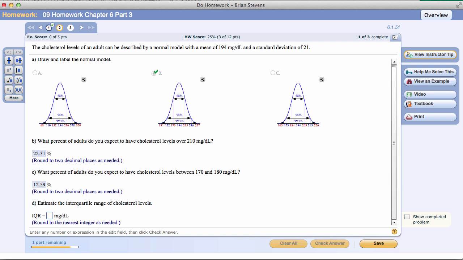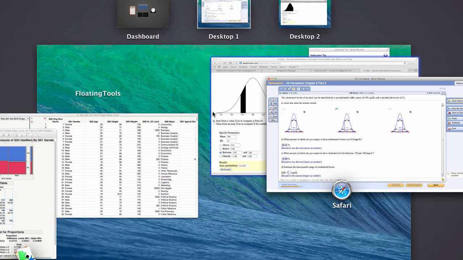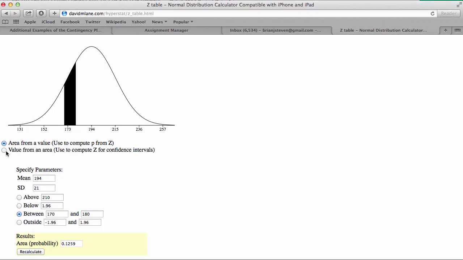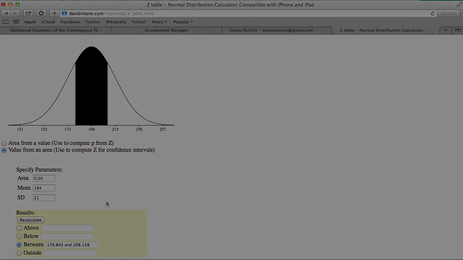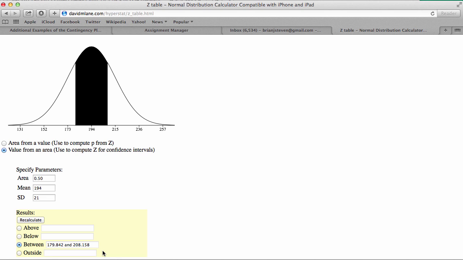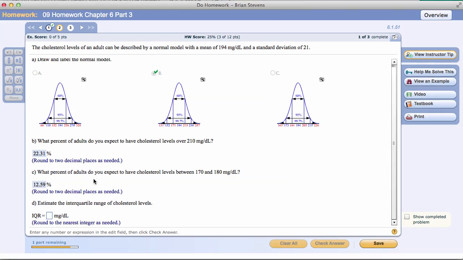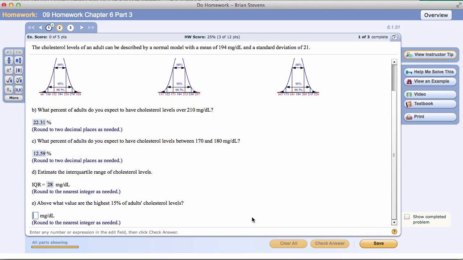Next, estimate the interquartile range. So the interquartile range is the inner 50% again, the middle 50%. And we can do that right over here. And I already have it up on the screen. Let's look right here. It looks like we have a distance of about 28. It'd be 208.158 minus 179.842. That's because this is the 75th and this is the 25th. So that is a distance of 28 when we do it on the calculator right here. So let's go ahead right here and type in 28, and good deal.